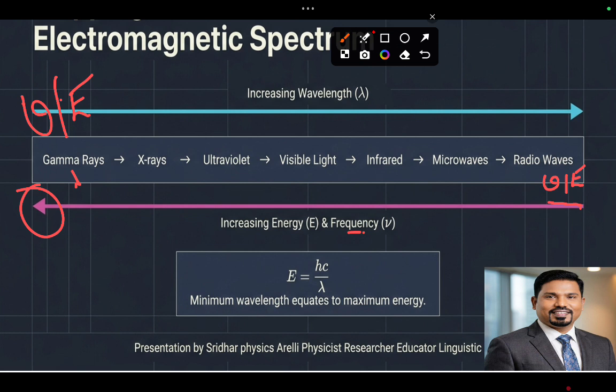This is how the components are classified. The components of the electromagnetic field are classified in increasing order of wavelength and decreasing order of frequency and energy. And we know very well E equals hc by lambda. That means E is inversely proportional to wavelength, so minimum wavelength means maximum energy.